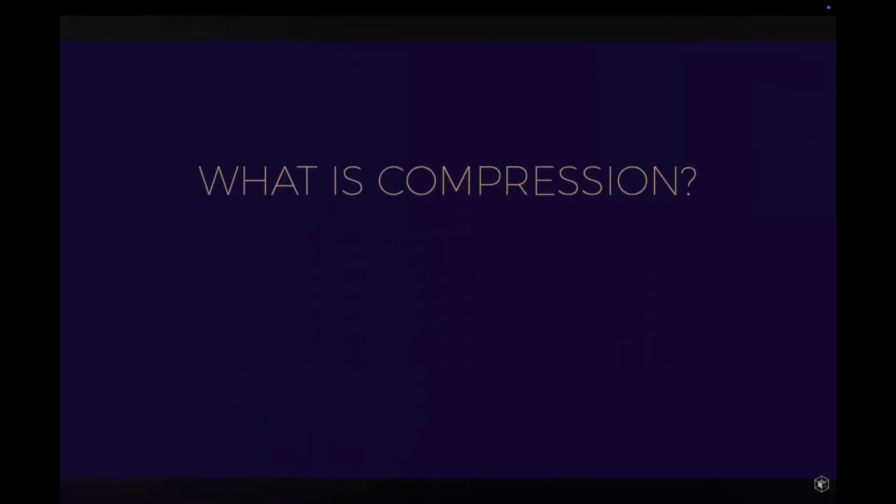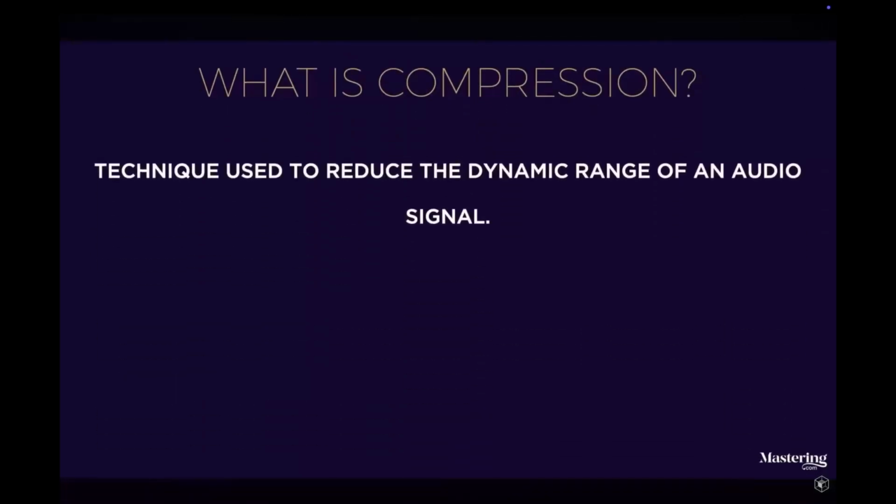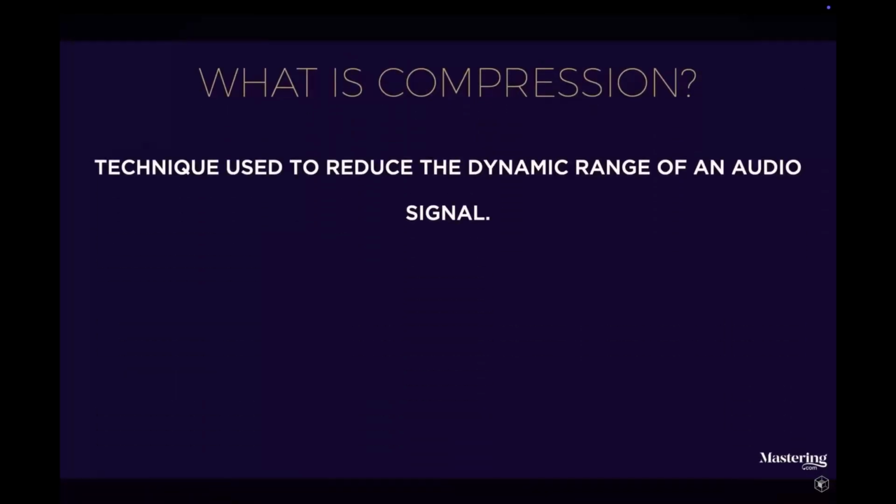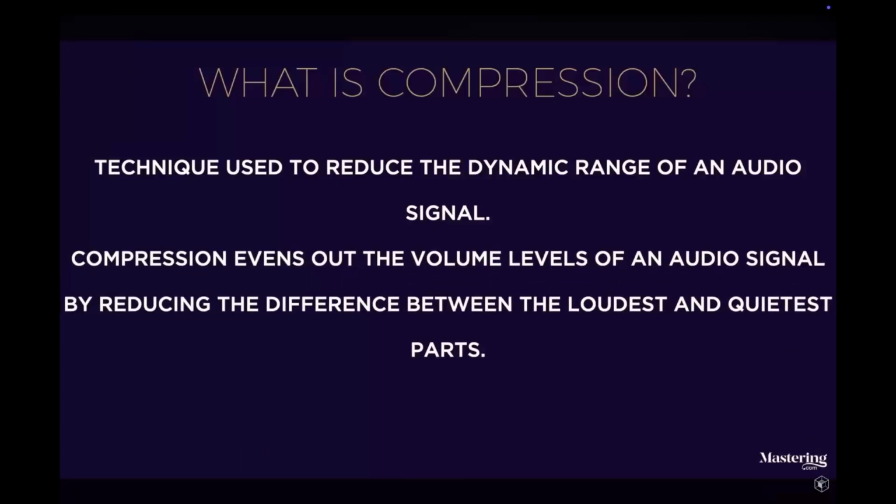What is compression? Compression is an audio processing technique used to reduce the dynamic range of an audio signal by attenuating the amplitude of louder sounds while leaving the softer sounds relatively unaffected. In simple terms, compression evens out the volume levels of an audio signal by reducing the difference between the loudest and quietest parts. This is achieved using a compressor device or plugin, which automatically reduces the gain, volume, of the audio signal when it exceeds a certain threshold level.